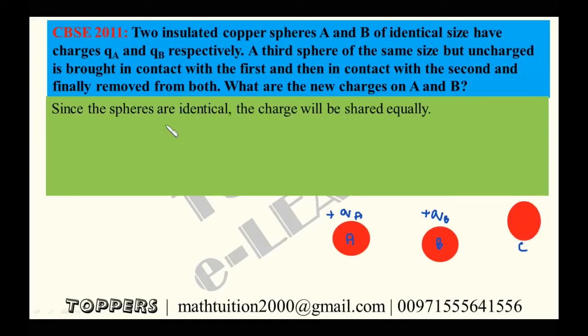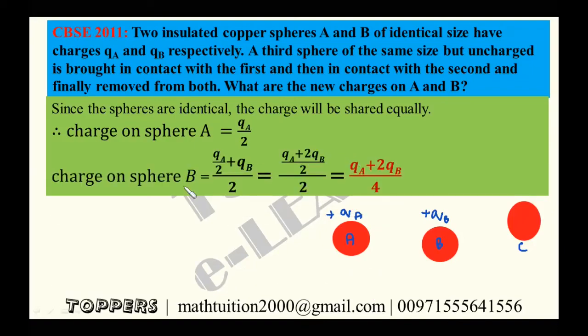Let us look. Since the spheres are identical, the charge will be shared equally, right? The charge on sphere A, when C comes in contact, will be equal to QA by 2, because C is neutral. So the total charge on A will be distributed equally, so QA by 2. Now C also has QA by 2. Now we bring this QA by 2 charge of C in contact with B. What will happen? The charge will be added and distributed equally. So we have to add and divide by 2.